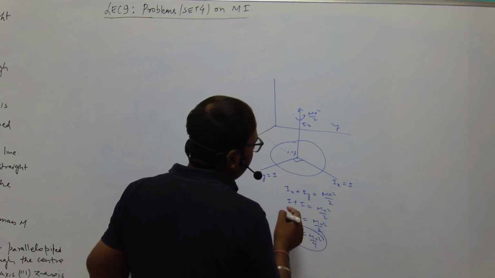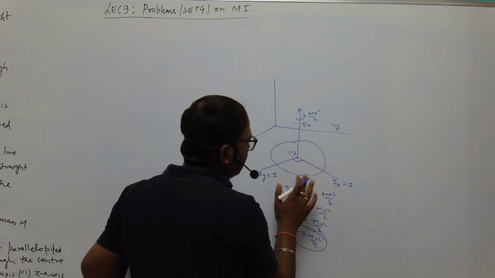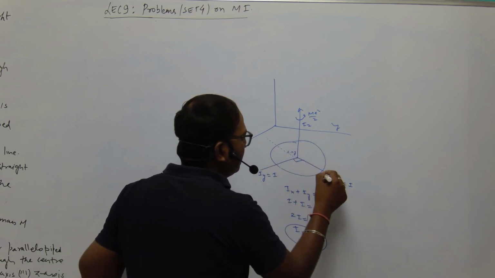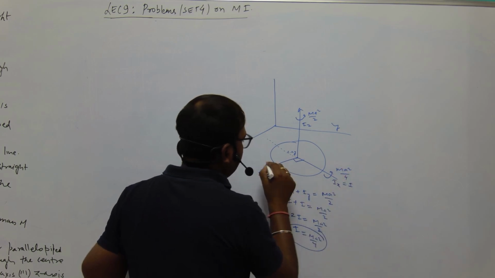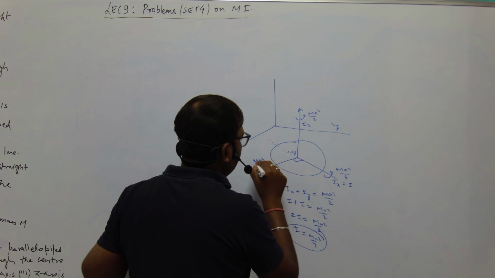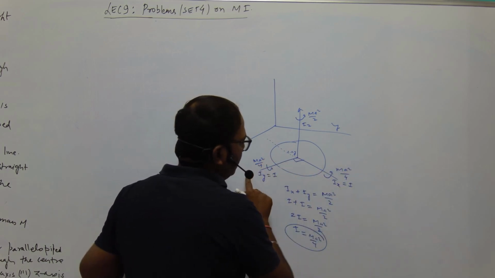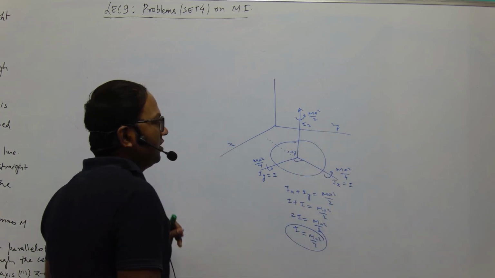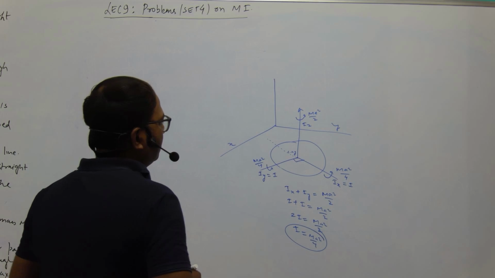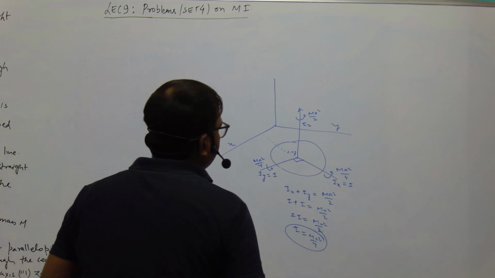So the moment of inertia about a straight line that is lying in the plane of this disc and passing through the center of gravity is given by ma²/4. Similarly, this is ma²/4. The sum of ma²/4 and ma²/4 must be equal to ma²/2 from the perpendicular axis theorem. Okay, so let us solve the second part of this chapter on the cylinder.